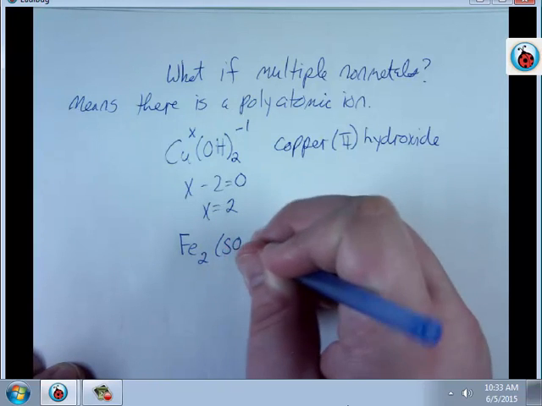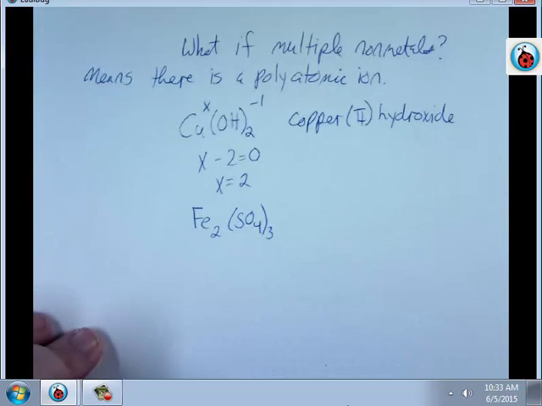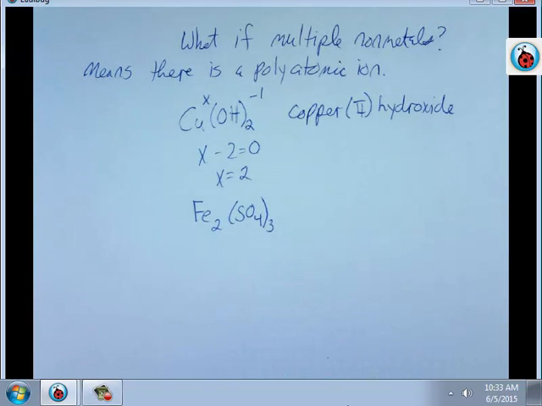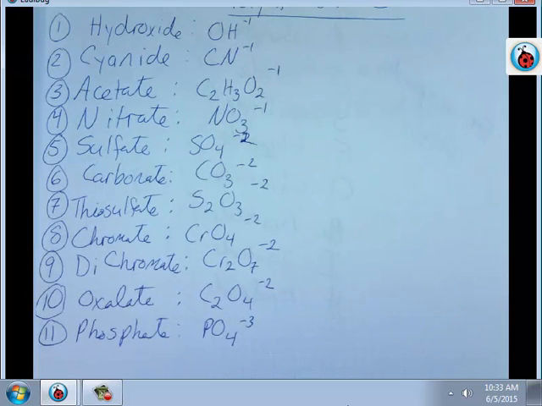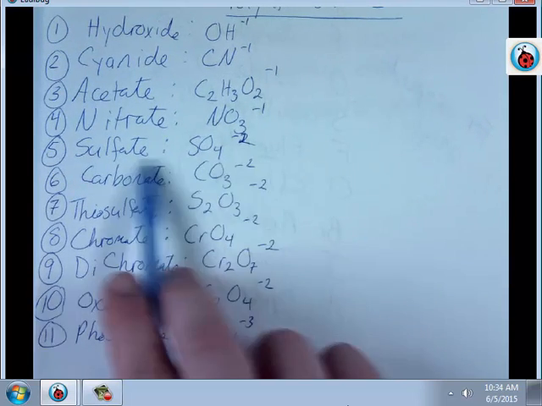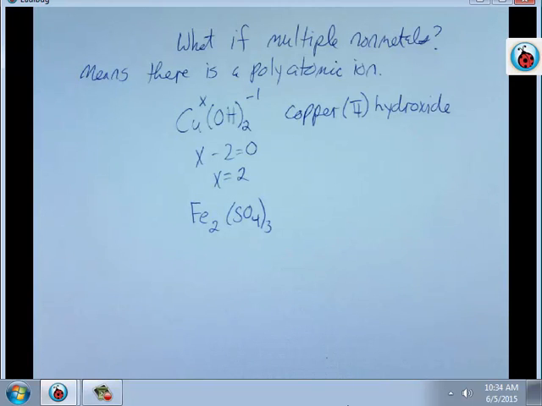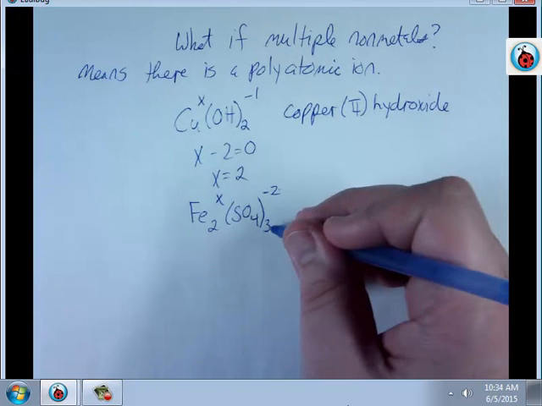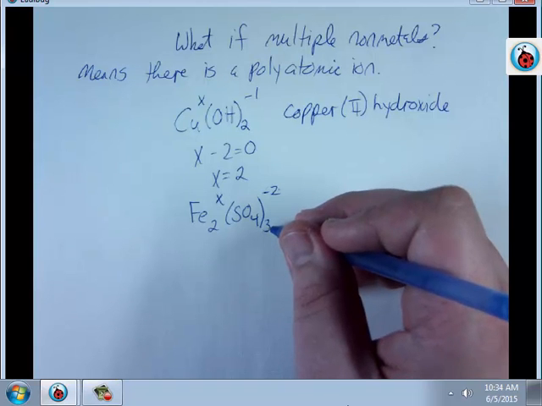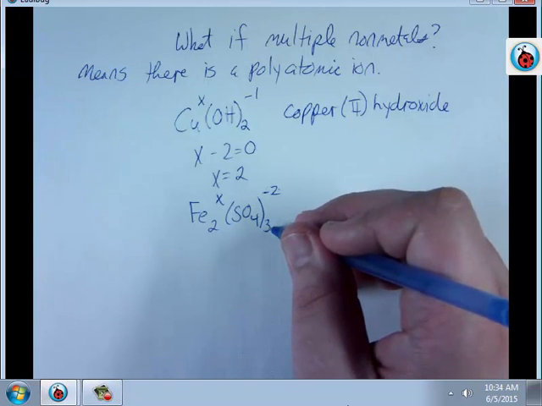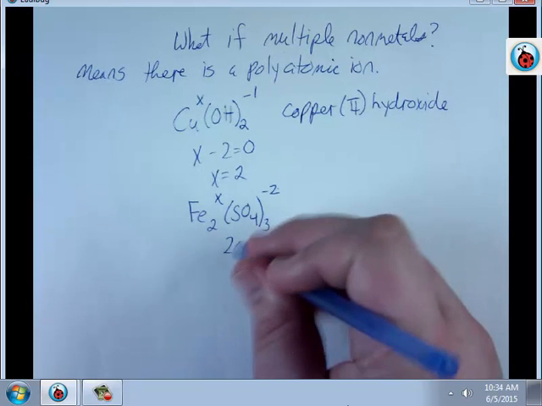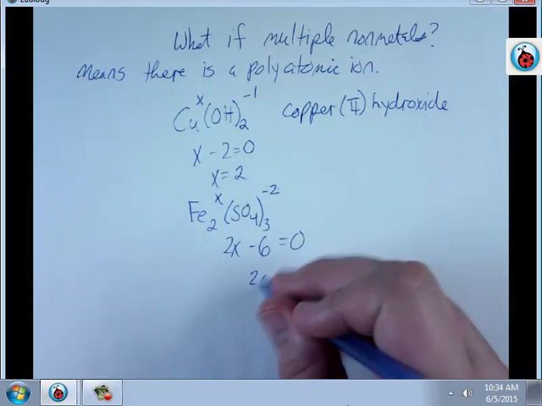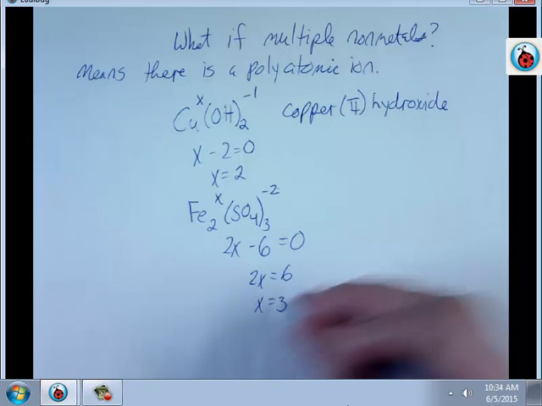Alright, let's try this one, Fe2(SO4)3. Well, I look up SO4, and it's right here, -2, sulfate. Set this one to X. Now when I multiply down, I only multiply by the subscript outside of a parentheses. So this is -6. This is 2X equals 0. 2X is 6, X is 3. So this is iron 3 sulfate.